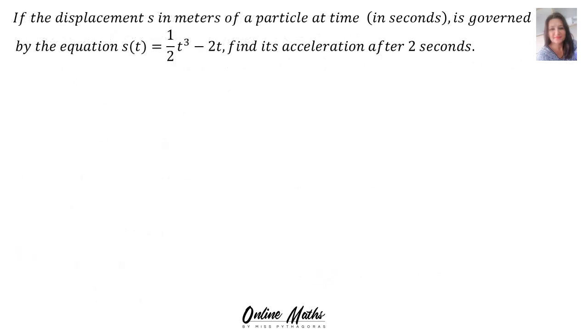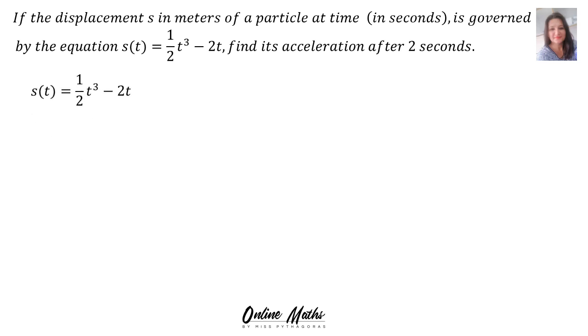Example 3. If the displacement s in meters of a particle at time t seconds is governed by the equation s of t is equal to half t cubed minus 2t, find the acceleration after 2 seconds.